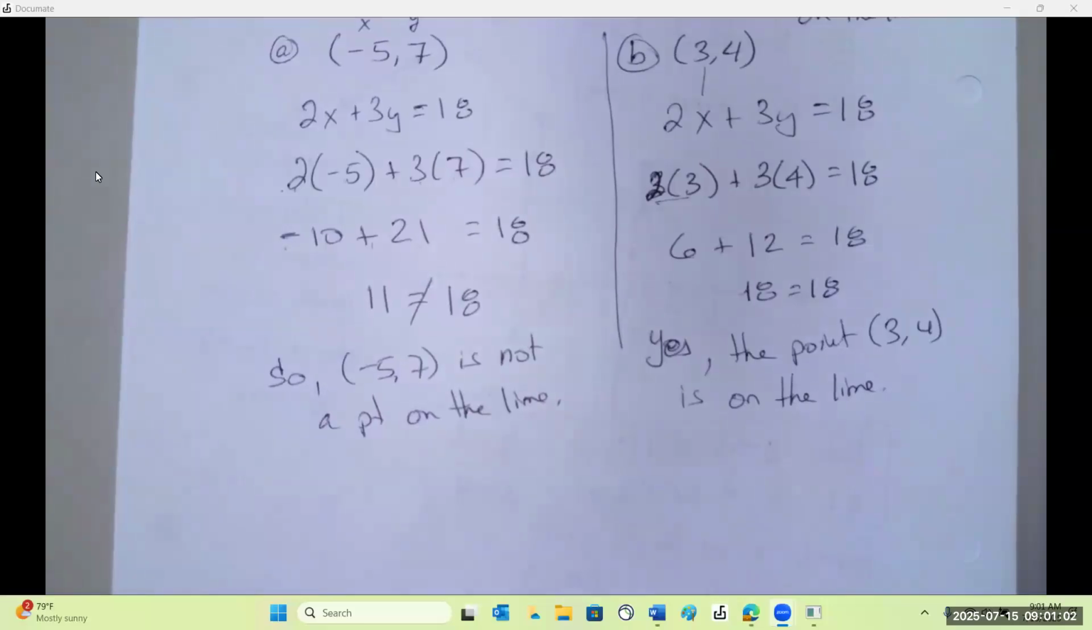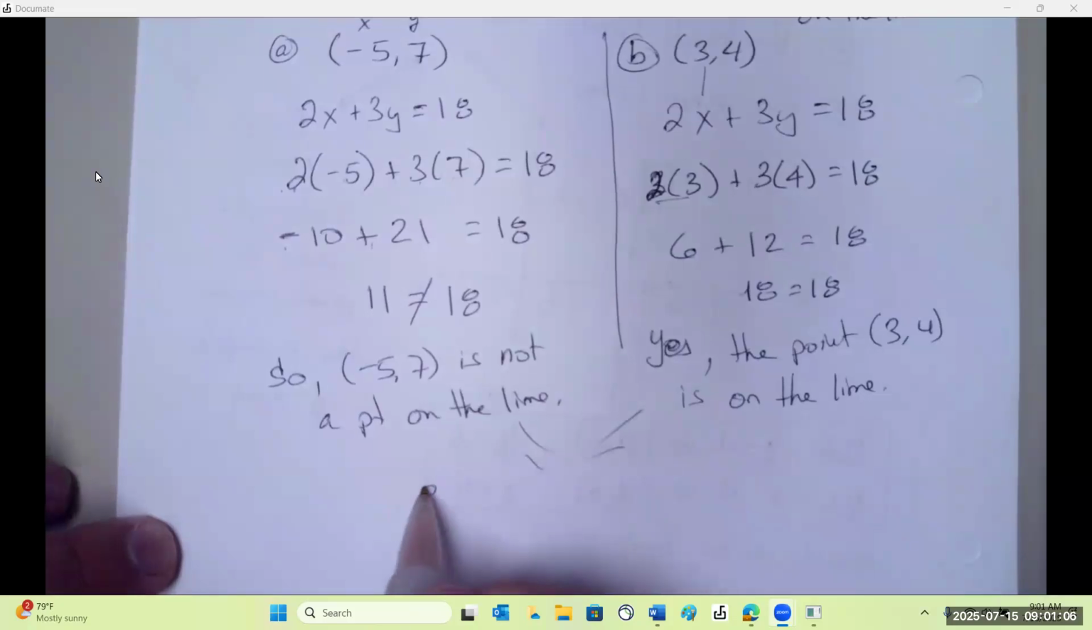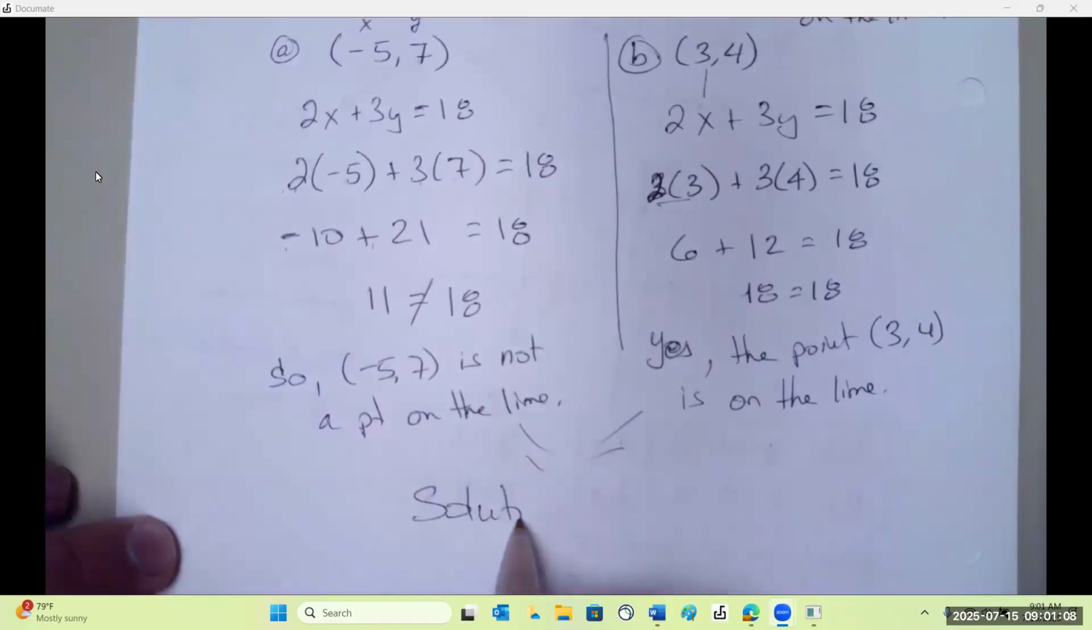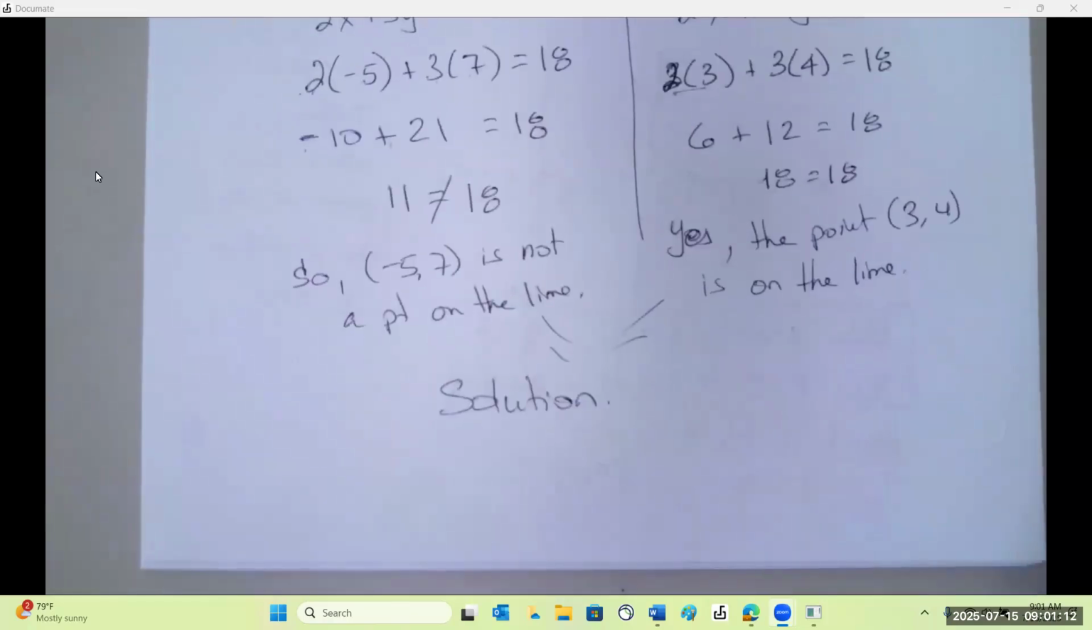So what do we call that? If we say it's on the line, we're talking about a solution in this case. And because it's the way the question is asking.